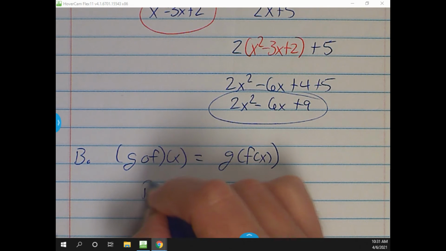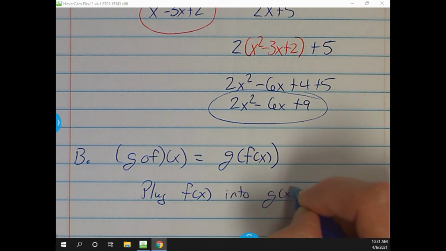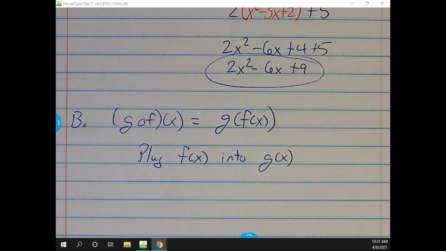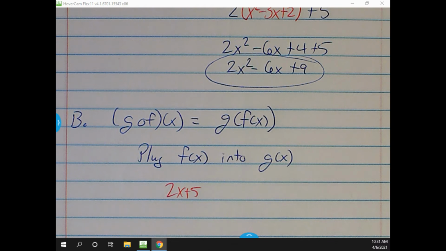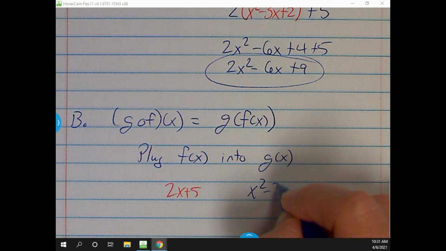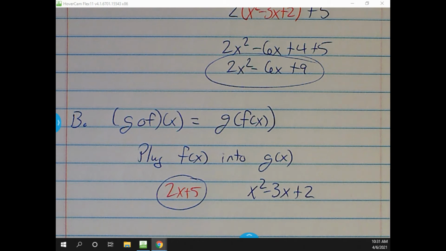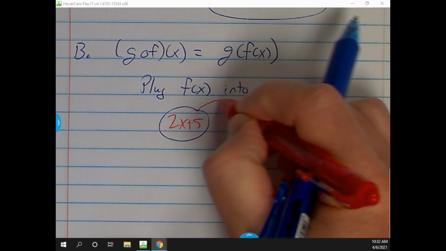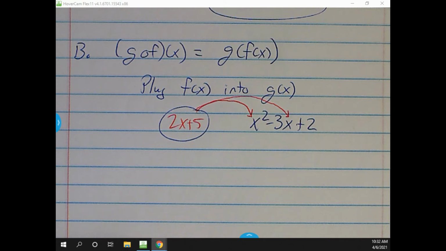Main thing is that you're going to plug f of x into g of x. Okay, so we're going to take 2x plus 5, plug that into x squared minus 3x plus 2. All right, here's what makes this one a little bit more difficult. Because you're going to plug it in for x here, and you're also going to plug it in for x there. So now, because there's two x's in this part of the function, you've got to plug this thing in twice.